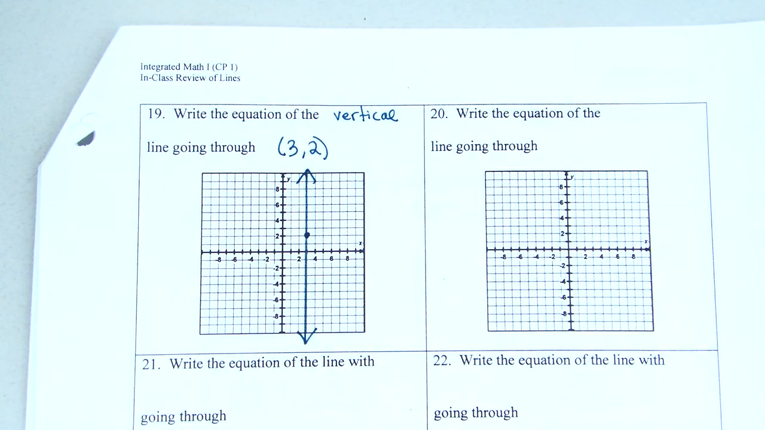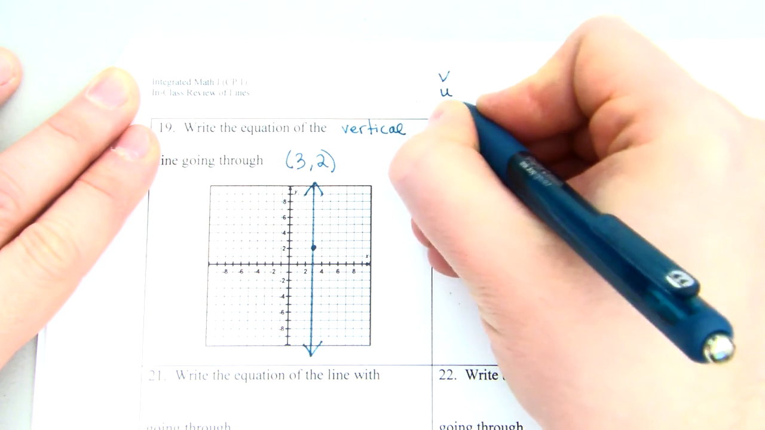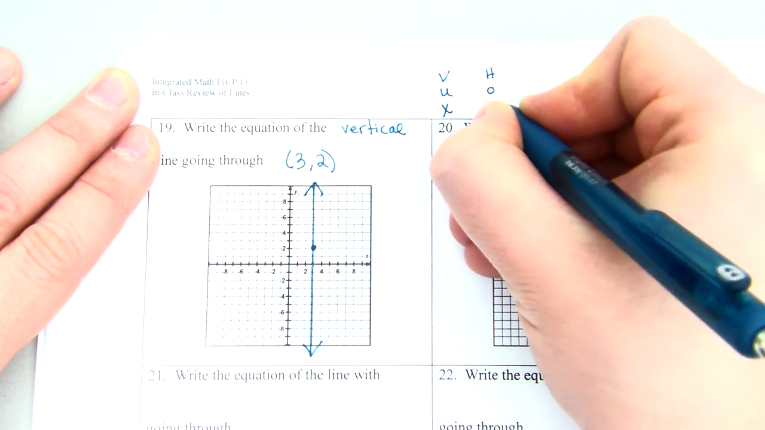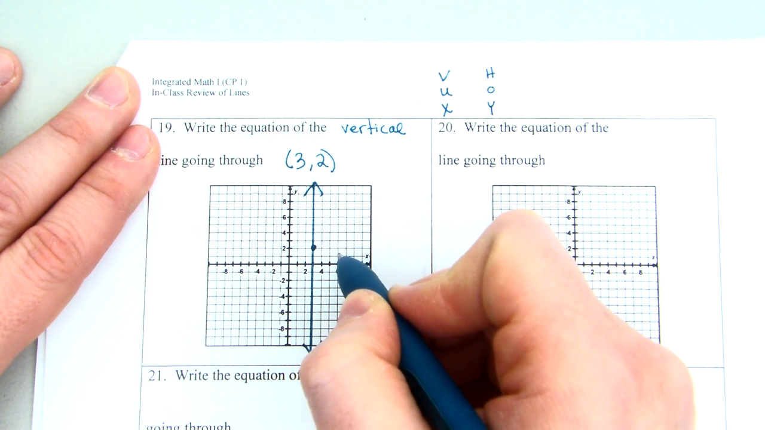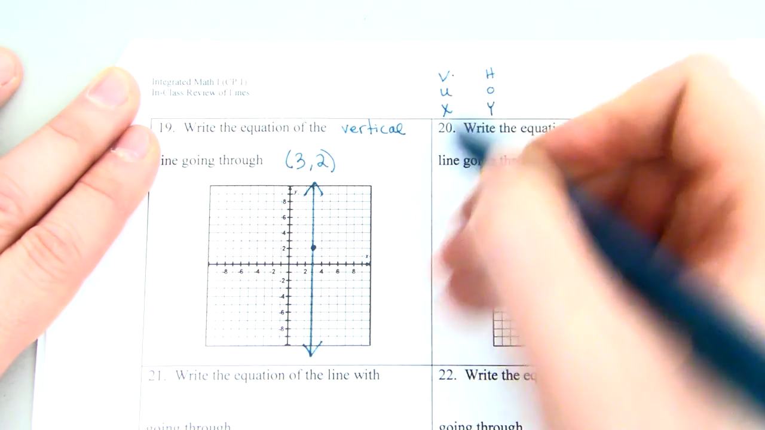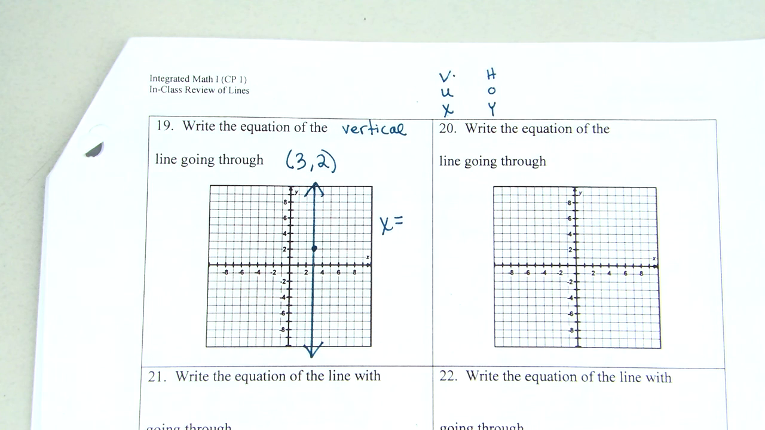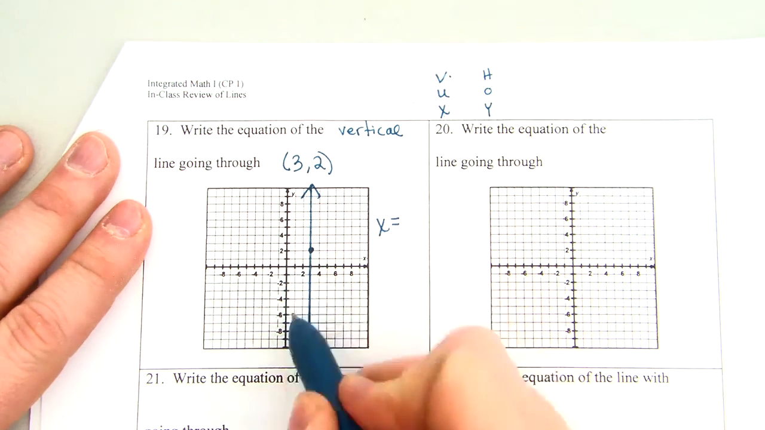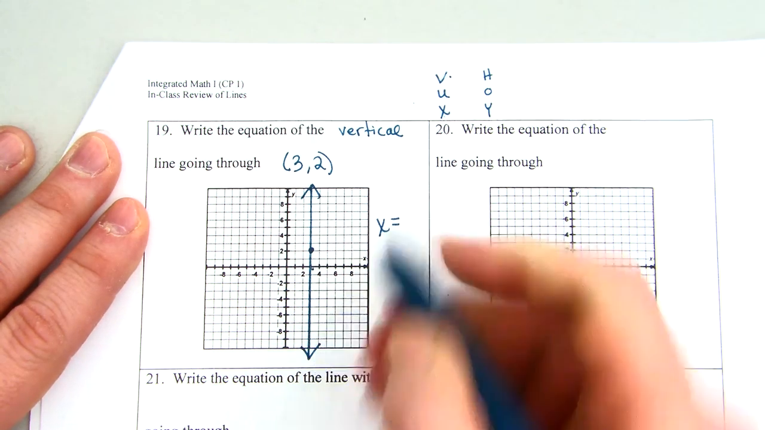But that wasn't the direction. The direction was to write the equation of that line. Is this going to be an x equals or a y equals equation? Just say it. X equals? Yeah. Vertical, x equals. So my equation is x equals what? 3. So let's see. My vertical line was moved over to 3. Yeah, I'm going to say x equals 3 over there.